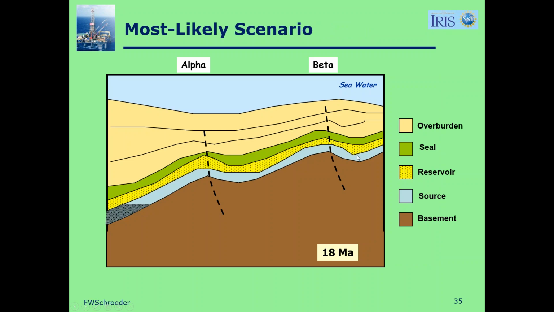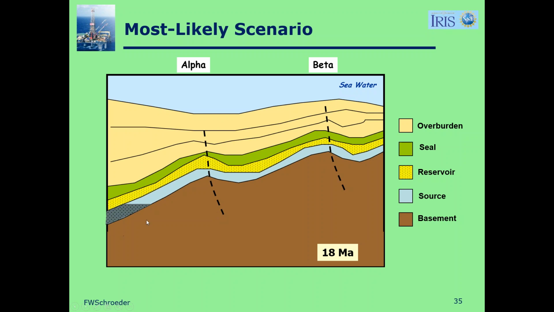We can model the area and look at how the cross-section may have looked at different points in the past. So 18 million years ago, this is my source interval in the pale blue. My reservoir and migration route interval is in yellow, and then the light green is the seal. We have a certain amount of water depth that we've interpreted, and this is where one fault is going to develop, and this is where the second fault is going to develop.